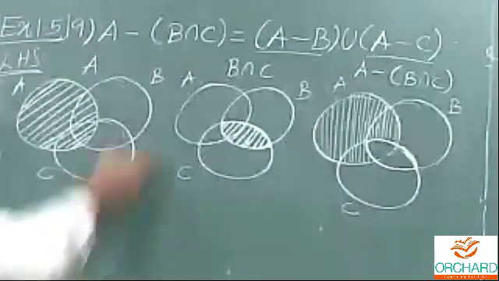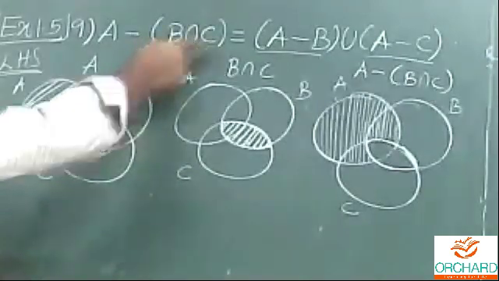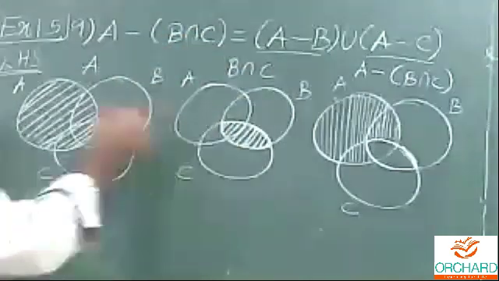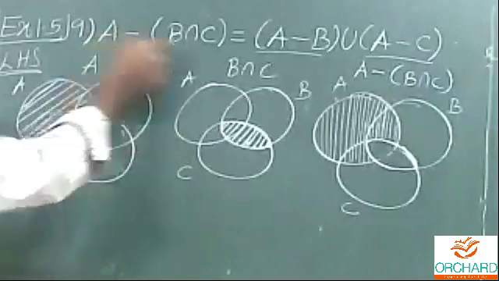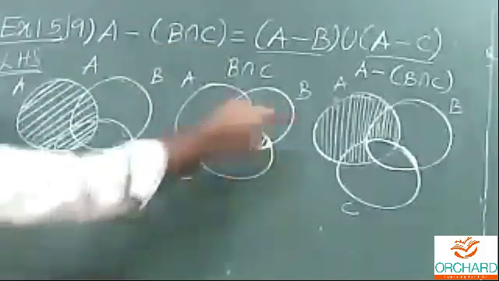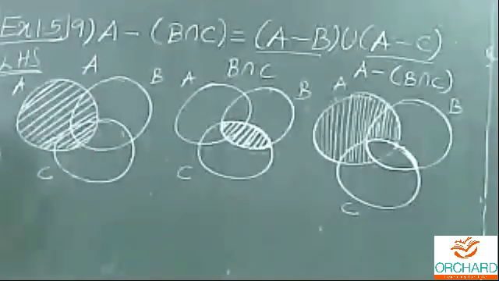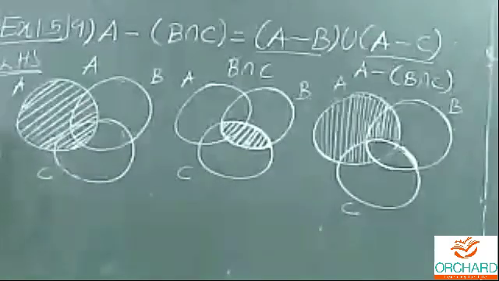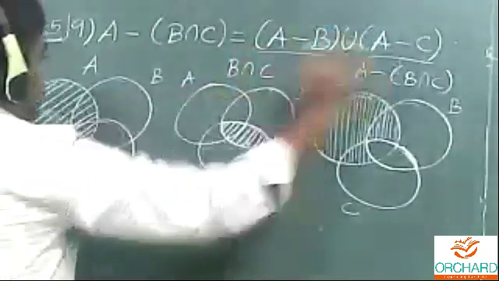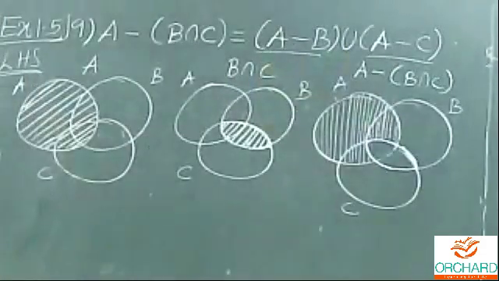First, left hand side: write the law, the property given. Next, first diagram, the first set. Next, second diagram, second set. Third diagram, the combination of your left hand side: A difference B union C, A difference B intersection. For your right hand side: first one, second one, third diagram, the combination of first and second.